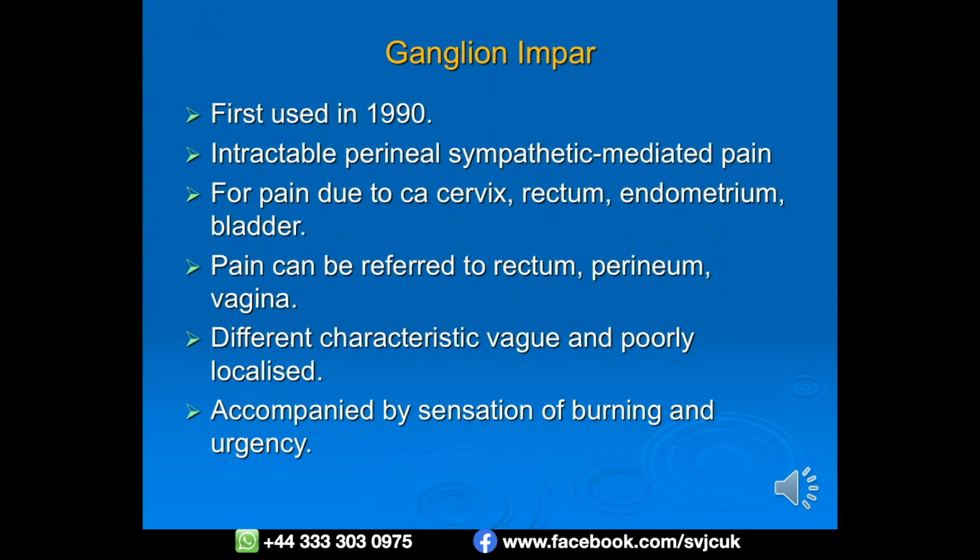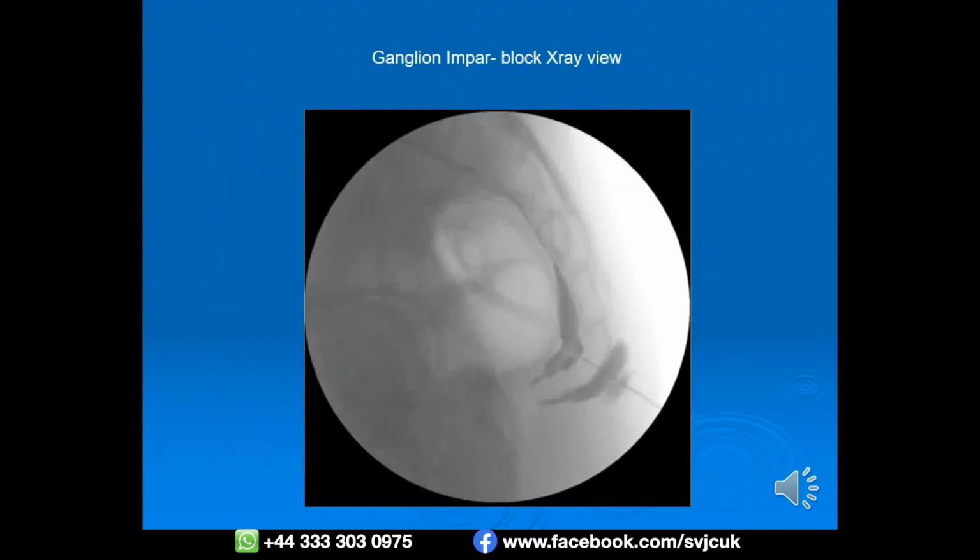It's been used for a long time. First use was in 1990, for intractable perineal sympathetically mediated pain, for example pain due to cancer of cervix, rectum, endometrium, as well as bladder. Pain due to this can be referred to rectum, perineum, or vagina, and most of the time the characteristic of pain is vague or poorly localized, and it's usually accompanied by a sensation of burning and urgency.